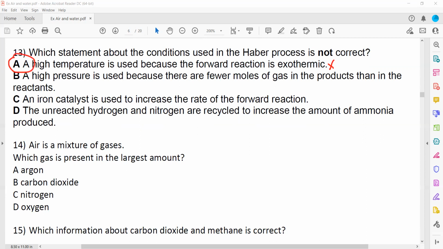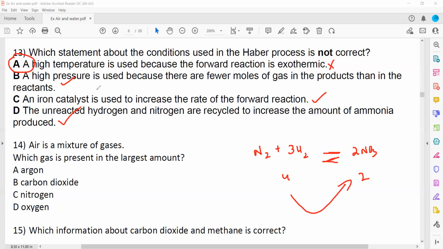What about B? High pressure is used because fewer moles of gas are present in the product. That's true, because there are four particles of the reactant and there are two particles of the product. So we prefer to use a high pressure, so it shifts the balance towards the right-hand side. So that's true. Iron is used as a catalyst to increase the rate of reaction, and unreacted hydrogen and nitrogen are recycled or combined together to increase the amount of ammonia.